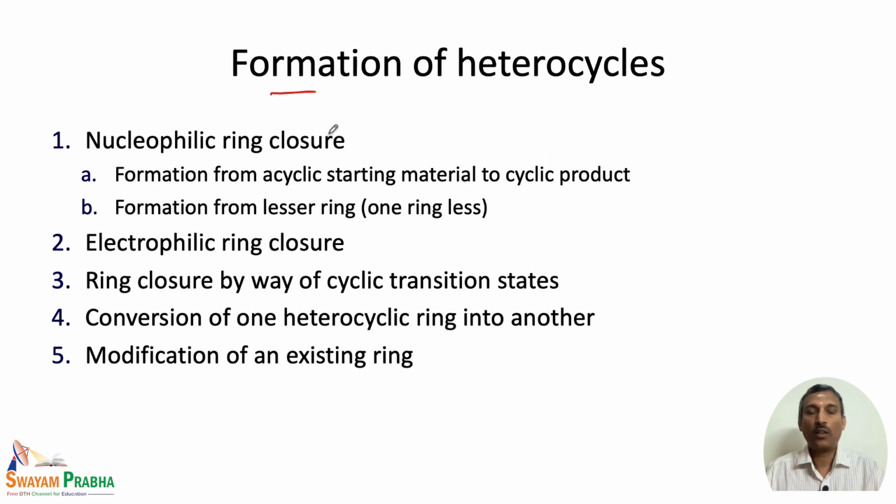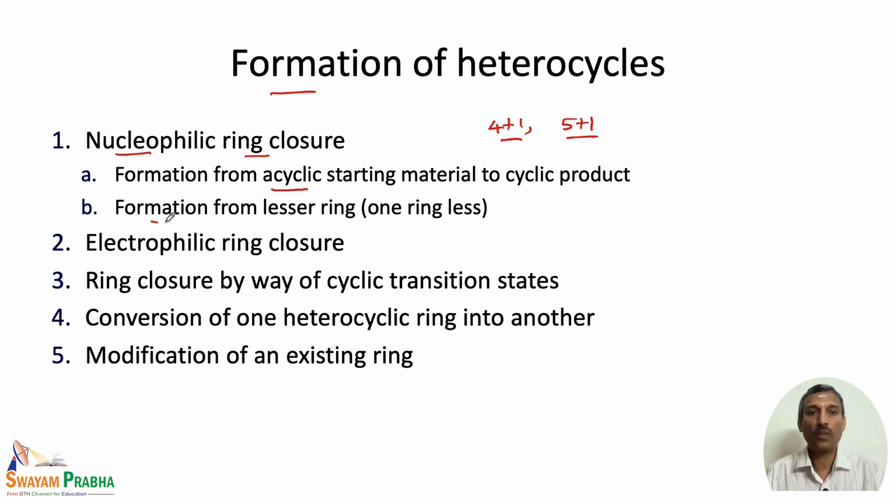Now let us look at some of the important reactions which lead to the formation of heterocycles. The first and foremost is the nucleophilic ring closure. Here the final product is formed from acyclic starting materials. As we have seen, the 4 plus 1 approach or 5 plus 1 approach is an example of this. So here we have a starting material which is an acyclic system, and that leads to the cyclized product. One such example of nucleophilic ring closure we will see soon.